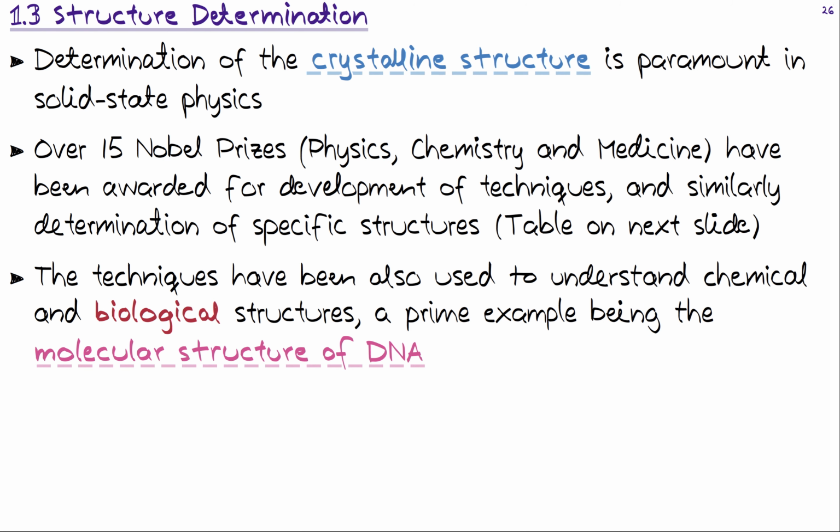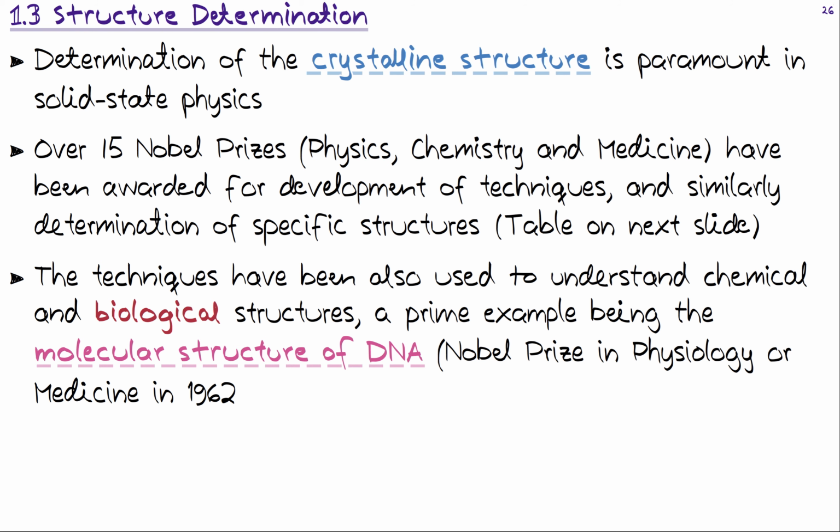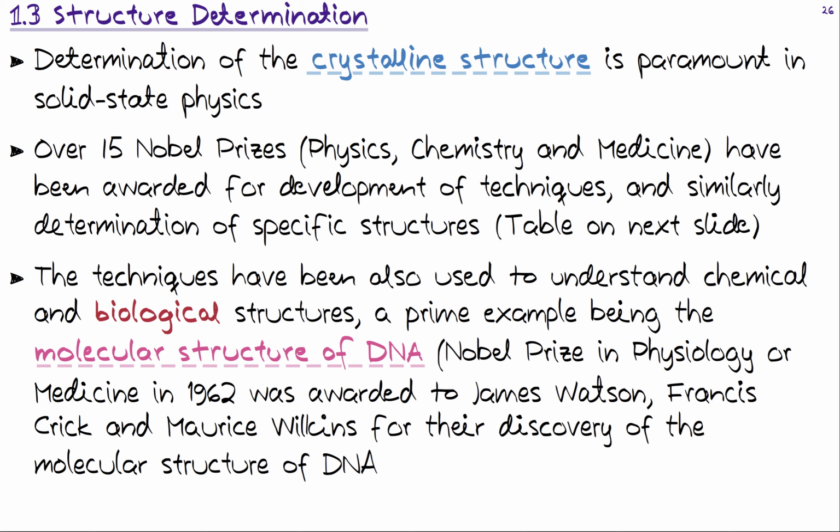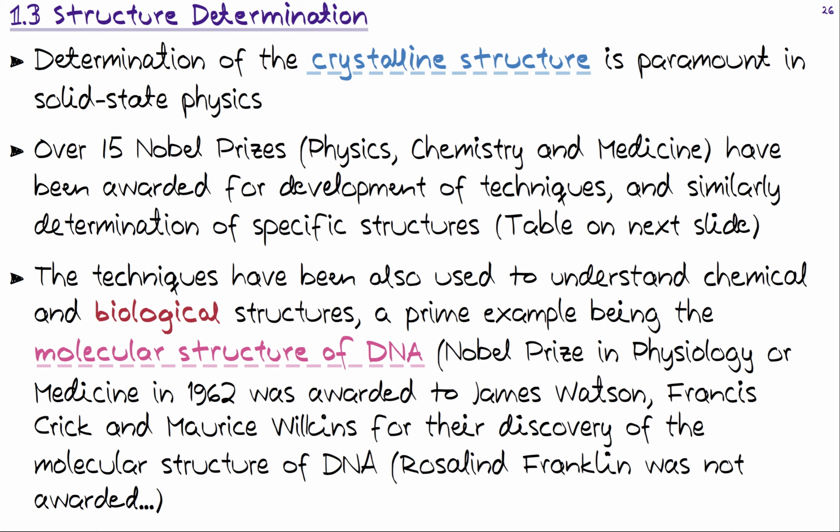A historical example, and this is a very famous one, is the molecular structure of DNA. A Nobel Prize in physiology or medicine was awarded in 1962 to James Watson, Francis Crick, and Maurice Wilkins for their discovery of the molecular structure of DNA. And sadly enough, Rosalind Franklin was not awarded at that time. That's very sad, but I guess that reflects what has happened in the history of mankind regarding equality of different people.